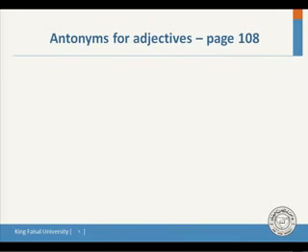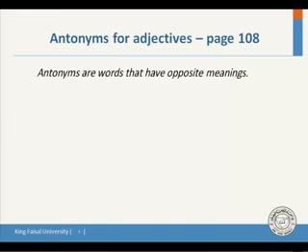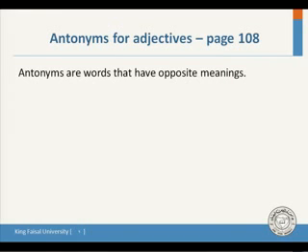Now, the opposite of synonyms is antonyms. And here we are talking about adjectives. What do you mean by an antonym? For example, good and bad. They are not the same. They have opposite meaning. They have contrasting meanings. So, antonyms are words that have opposite meanings. Again, like good and bad.